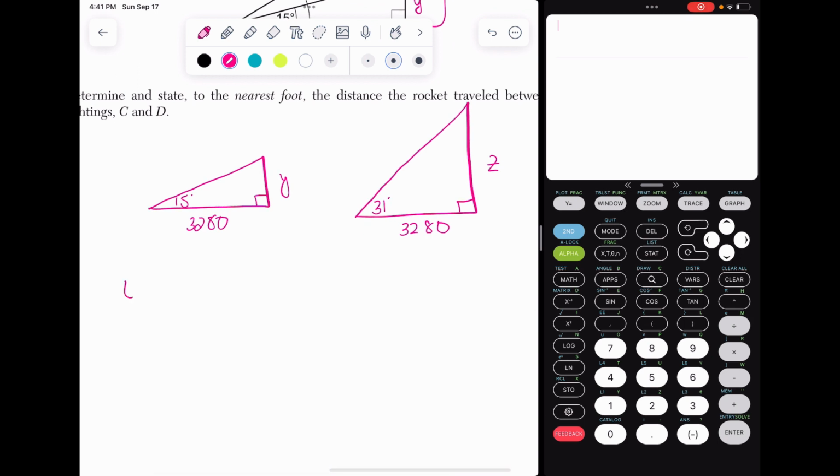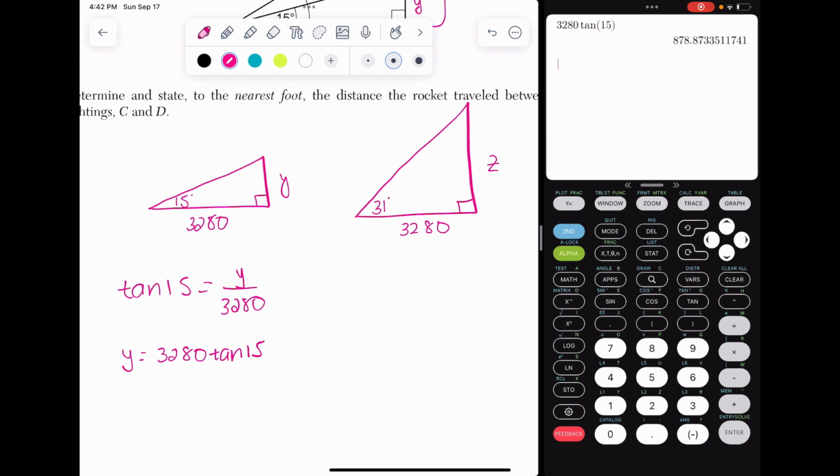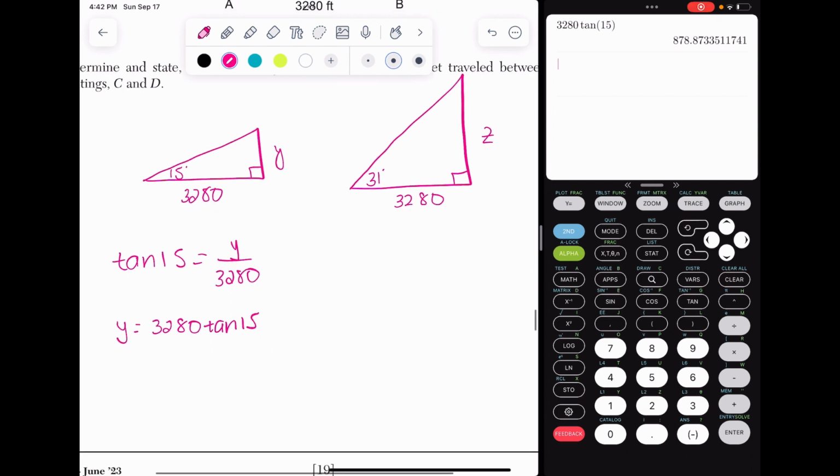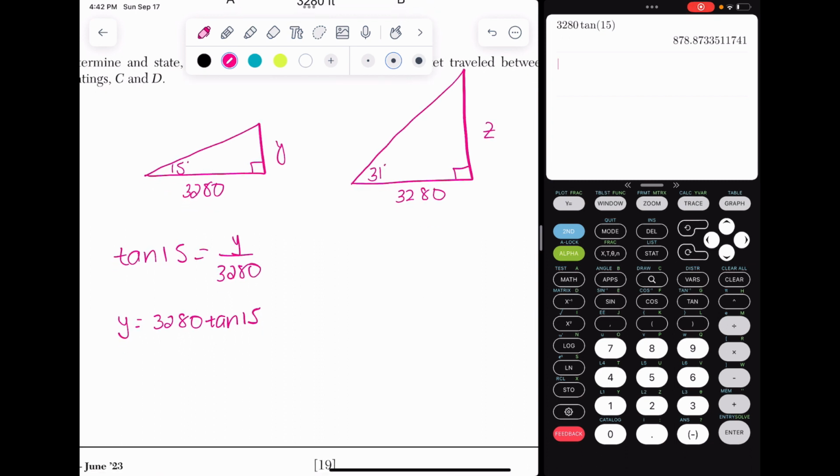In the smaller triangle, we have the tangent of 15 is Y over 3,280. When I cross multiply, I get Y equals 3,280 tangent of 15, and we'll put that in the calculator. Just a tip here, most of the time, questions with these double triangles are going to be tangent as opposed to sine or cosine. All right, so that measurement is 878.8733511741. Okay, I'm not going to round anything there. I'm going to leave it as is.